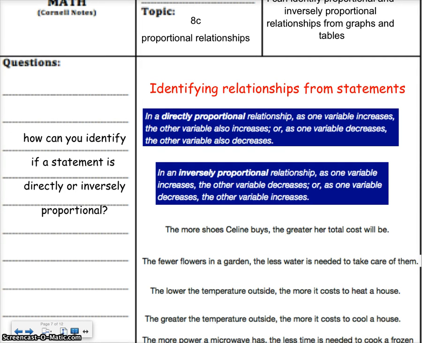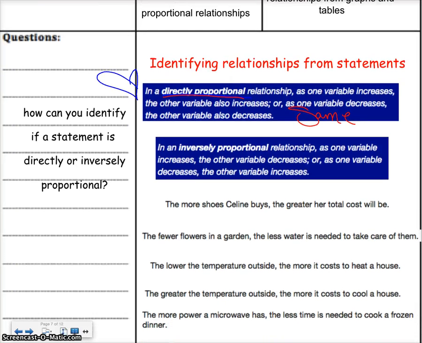So I want you to understand, in a directly proportional relationship, as one variable increases, the other one also increases, okay? Or, as one variable decreases, the other one decreases. So they're together. They're a unit. They're doing the same thing. So if they are the same, they are directly. Meaning if one variable increases, the other one will. If one decreases, the other one will.